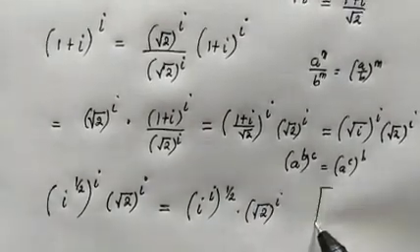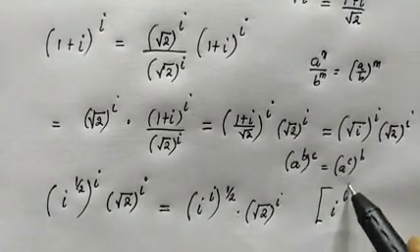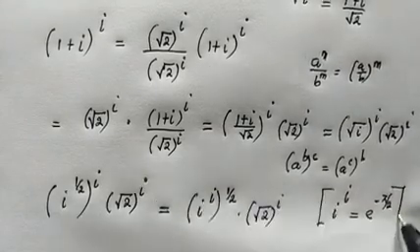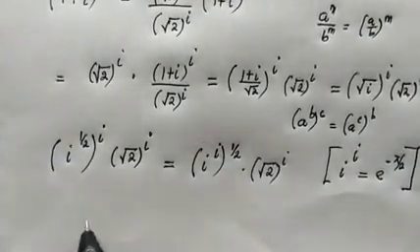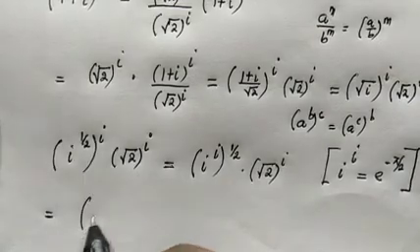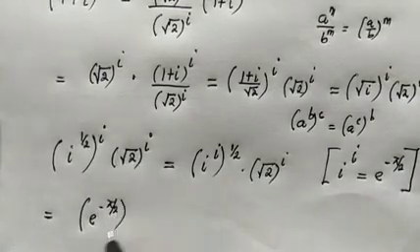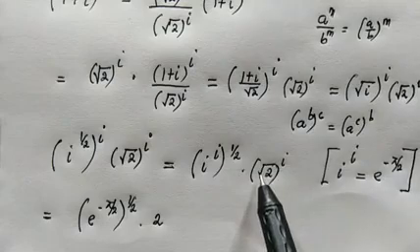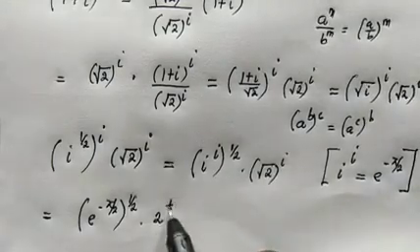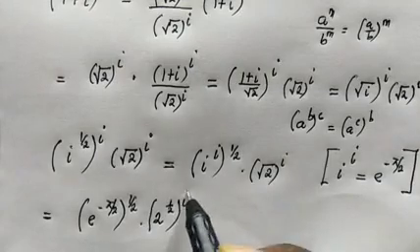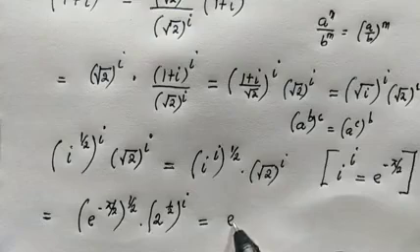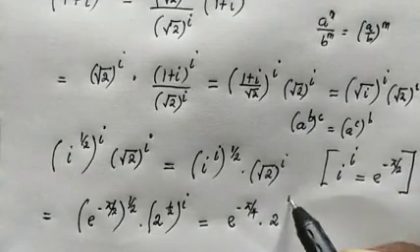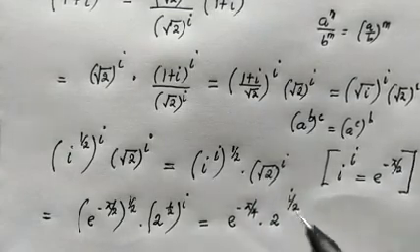Now, let's recall that i^i is equal to e^(-pi/2). So therefore, this is going to be equal to (e^(-pi/2))^(1/2), multiplied by 2^(1/2), that is the square root of 2, right, so 2^(1/2), and then raised to the power of i. So this is equal to e^(-pi/4) multiplied by 2^(i/2).